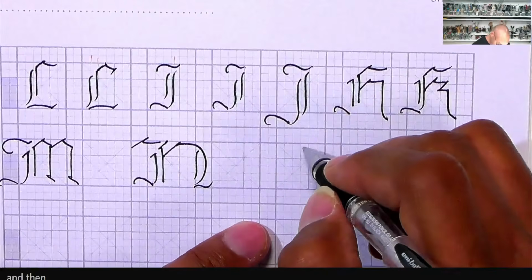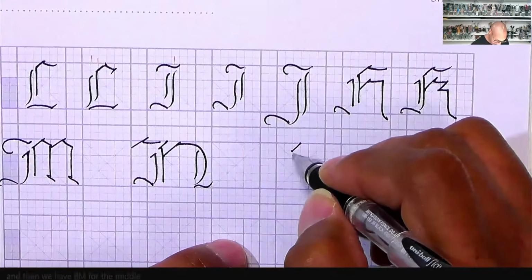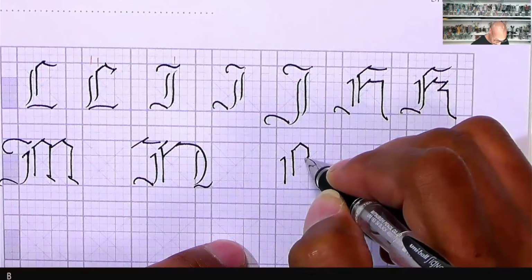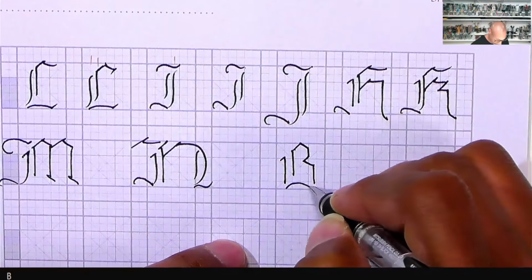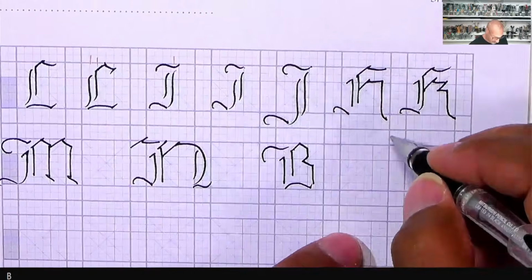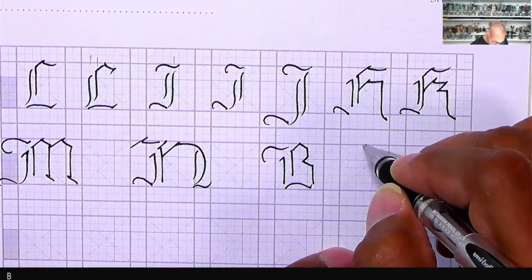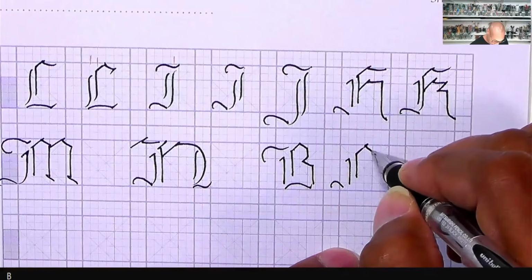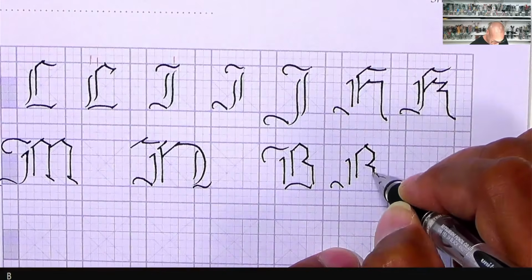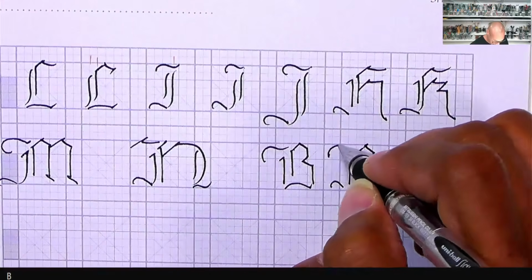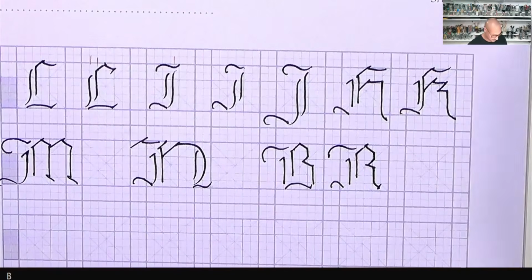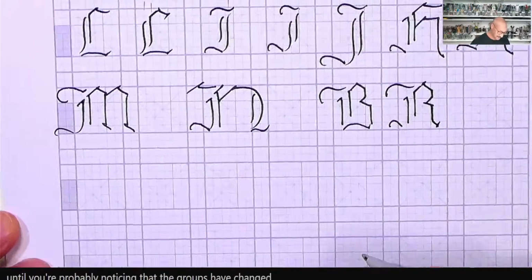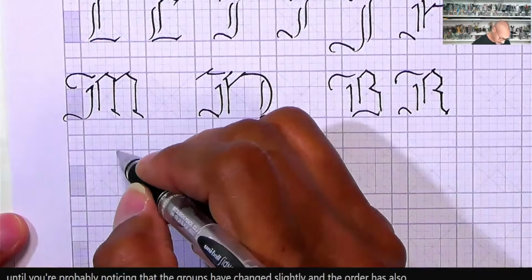And then we have B, aim for the middle, B, R, and so you're probably noticing that the groups have changed slightly, and their order has also changed.